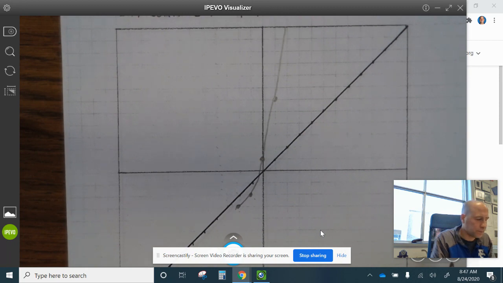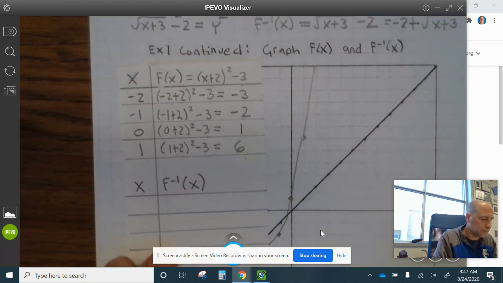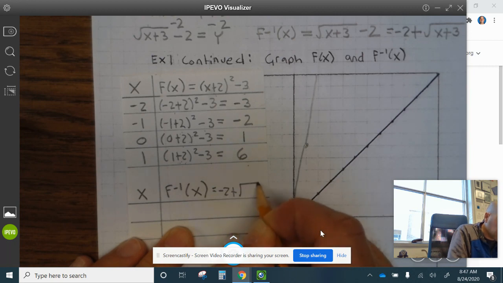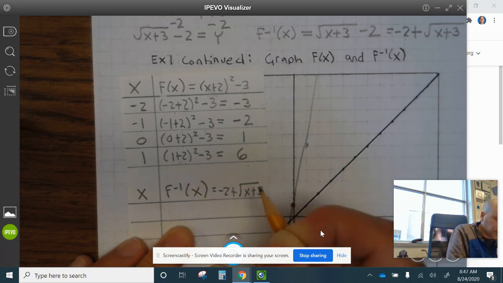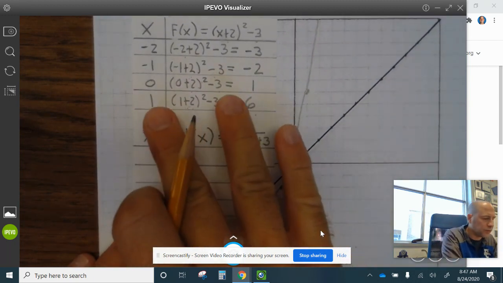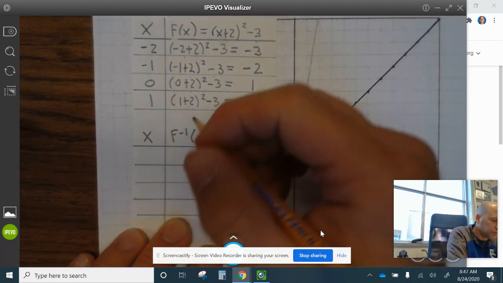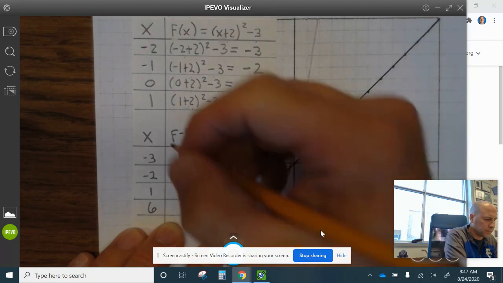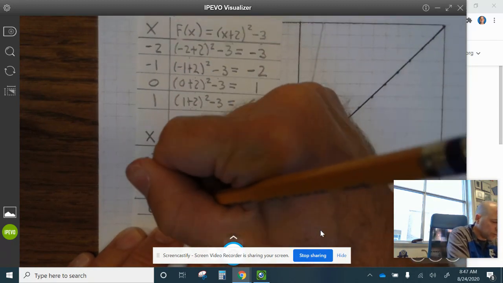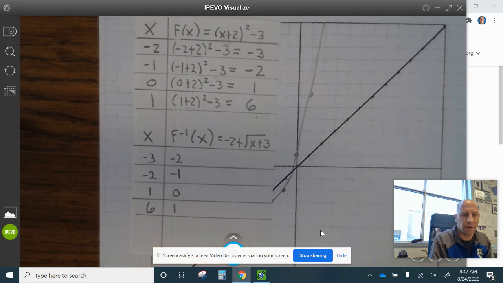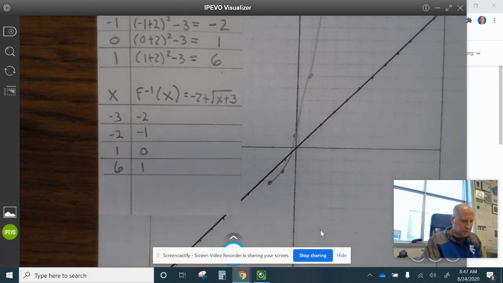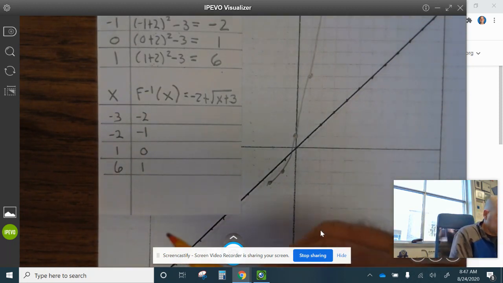Okay. So now, real simple to get the inverse, which is negative 2 plus the square root of x plus 3. Remember, inverses switch x and y. So all we have to do is switch the x and y in this table and graph the points. So our new x values are negative 3, negative 2, 1, 6. And then negative 2, negative 1, 0, 1. Okay? So let's graph those points. And actually, let's graph those in yellow.